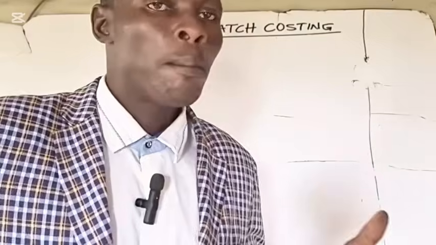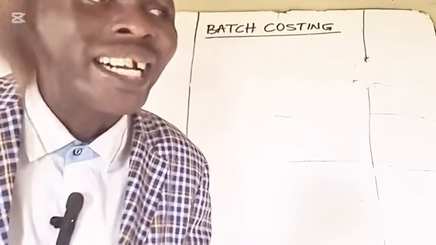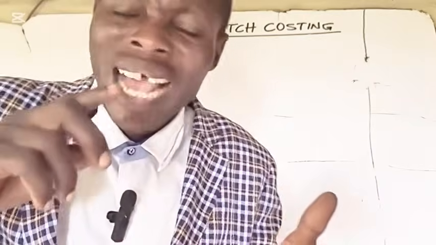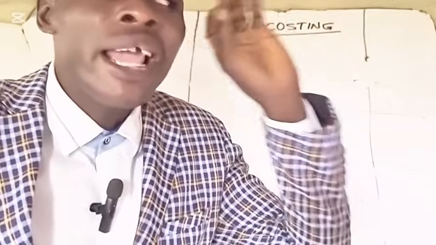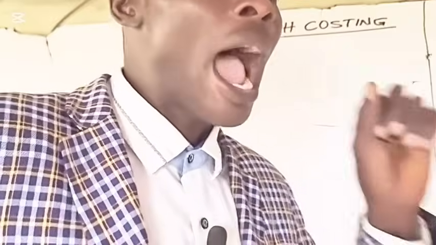Let's go into it. Batch costing arises where a customer orders a quantity of identical products at the same time. A batch is a group of similar items or a similar product which maintains its identity during one or more stages of production and is treated as a cost unit.